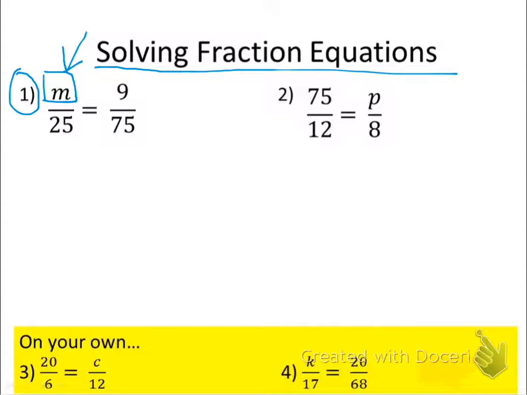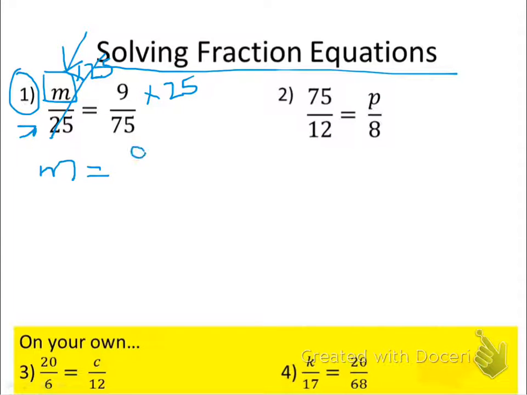The first thing I do is look at this 25. The 25 on the bottom, it means divided by 25, is what's stopping this m from being by itself. To get rid of divided by 25, we're going to multiply by 25. That will get rid of this, and then we'll just have m on this side. Whatever we did to one side, we have to do it to the other.